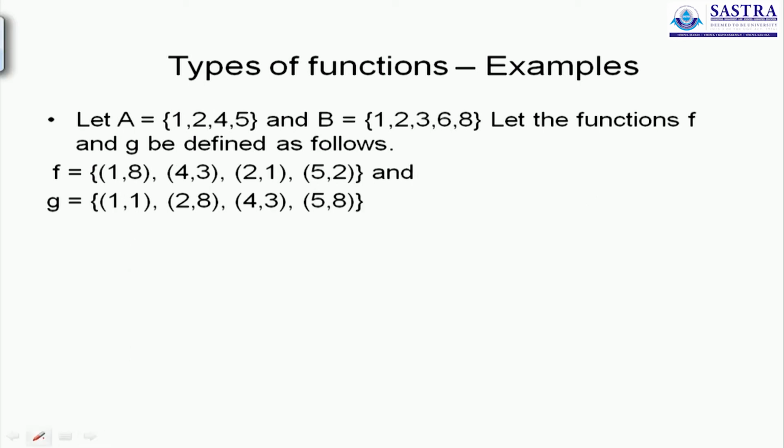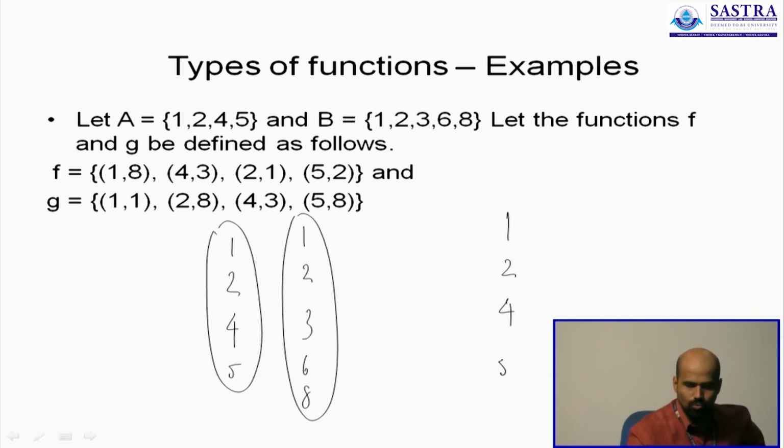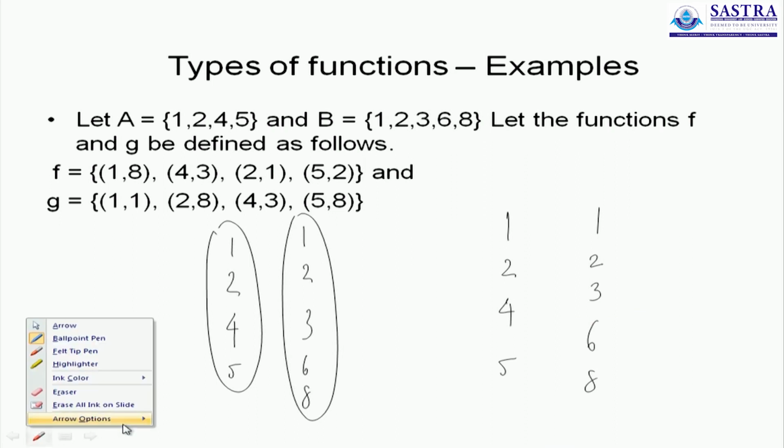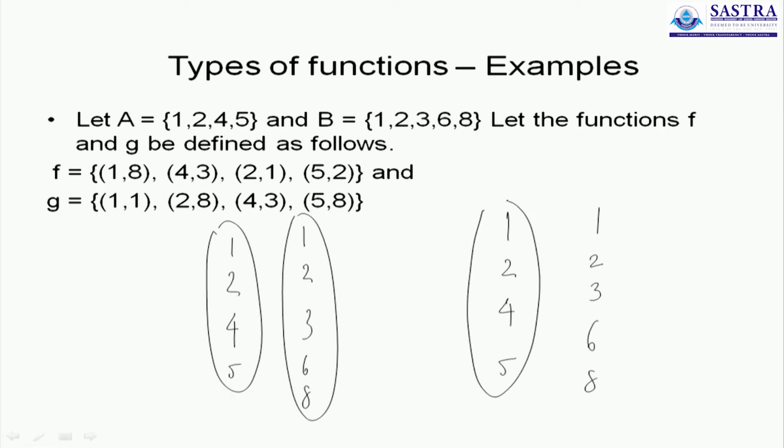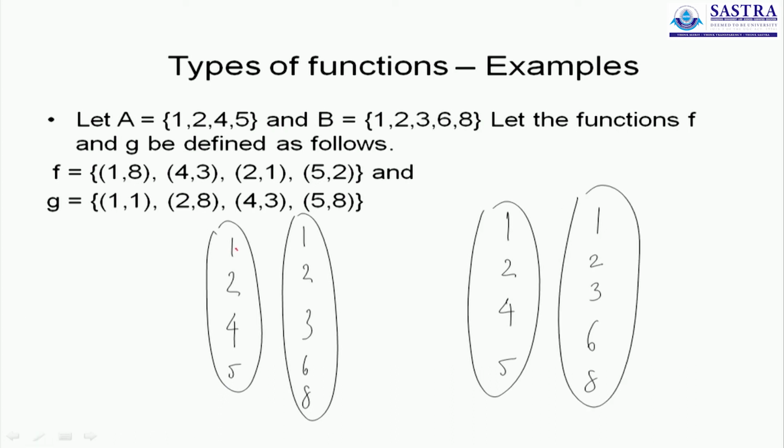One more example. We have 1, 2, 4 and 5 as the domain, 1, 2, 3, 6 and 8 as the codomain, and we have two functions defined. One is f and the other is g. Let's see if you can classify these two functions once again. 1 goes to 8, 4 goes to 3, 2 goes to 1, 5 goes to 2.